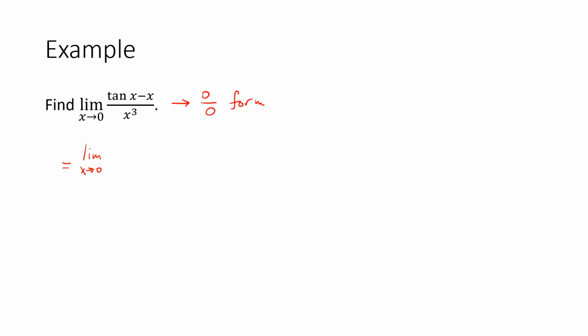So the derivative of tan x minus x in the top will give me secant squared minus 1. And then the derivative of x cubed in the denominator will be 3x squared. Okay, so there we just applied L'Hopital's rule.